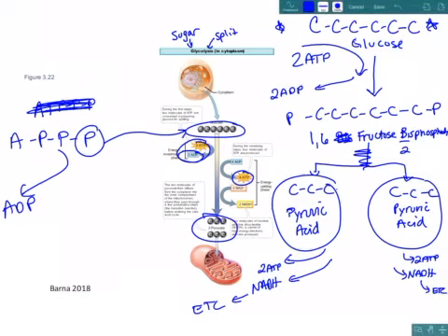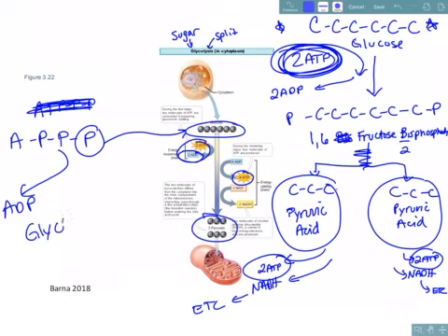Now, we made 4 ATP, but remember in the beginning we borrowed 2 ATP. So in essence, glycolysis only gives us 2 ATP molecules. It also gives us 2 molecules of NADH.